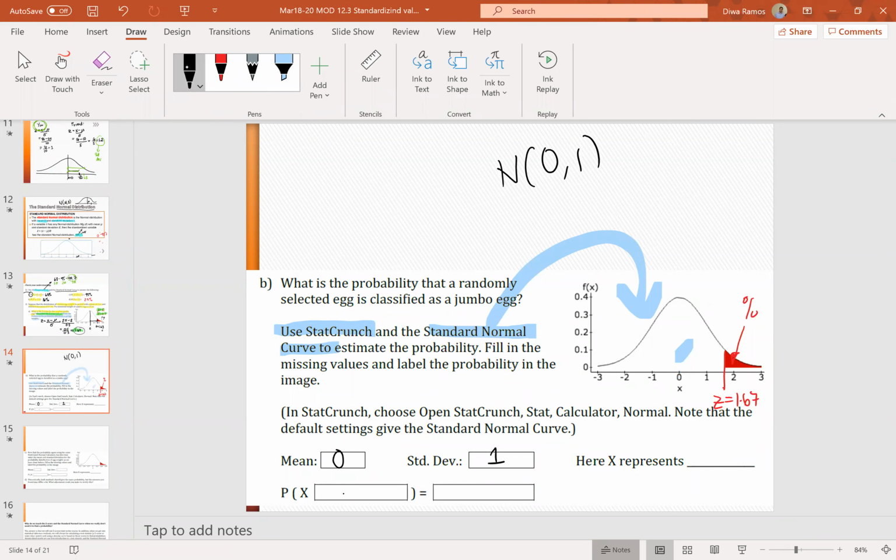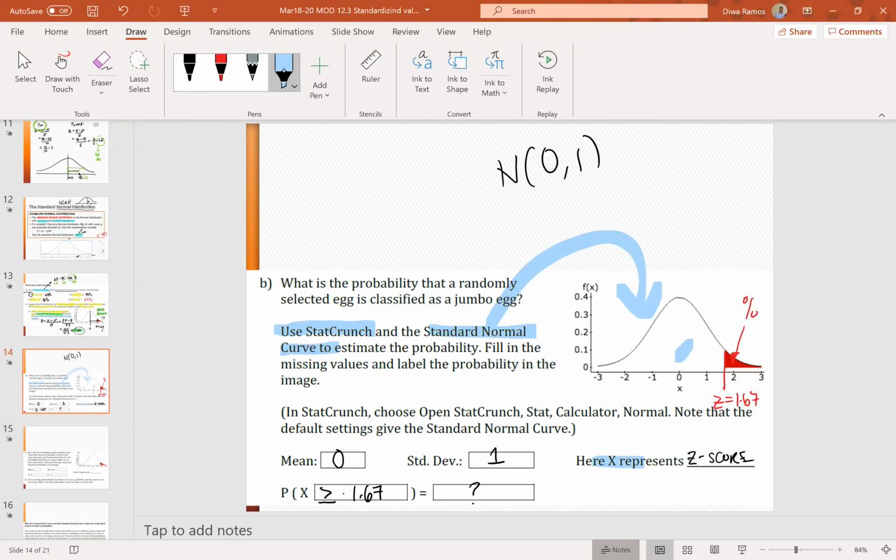We're looking for jumbo eggs, which is definitely more than 1.67 here. At this point, we're using z now. So we're trying to find out this part. In this case, the x represents the z-score. That's why I edited this as a z, but the x actually represents a z-score.